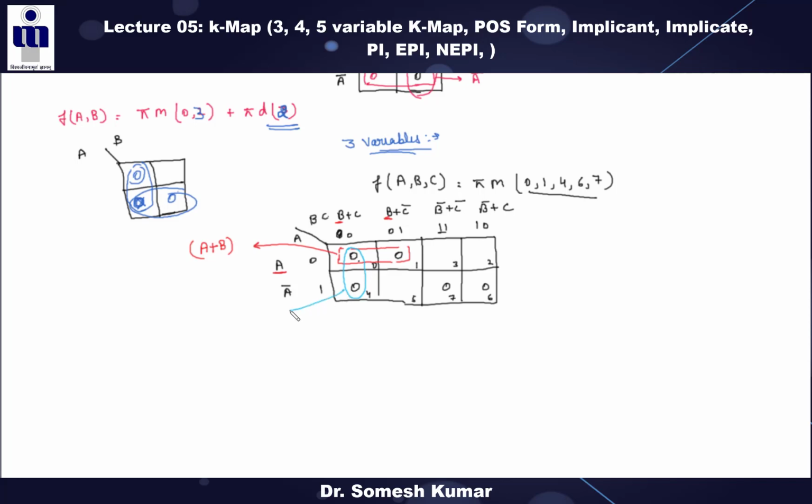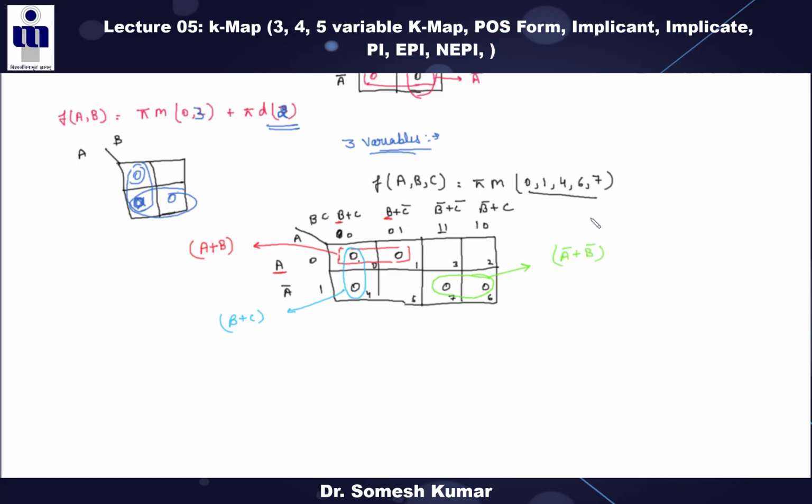Okay. So the second pair is this. What is the output from this pair? Which one is common? Directly, B plus C is common. So B plus C, right? Now the third pair: which is the possible third pair? This one is the possible third pair. So what is the output from this pair? A bar plus B bar.